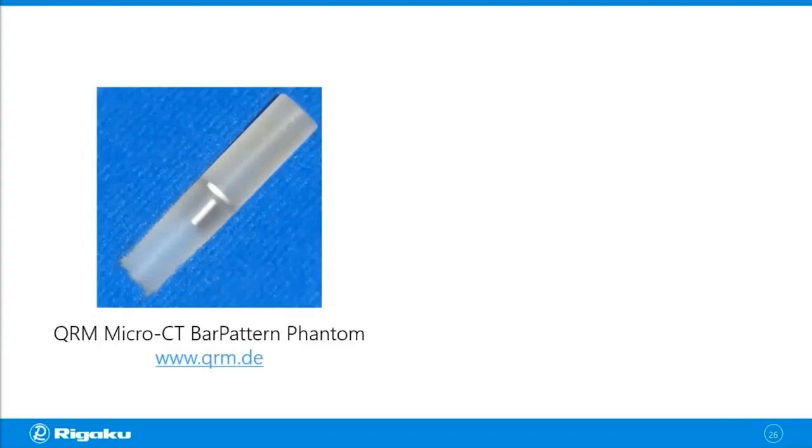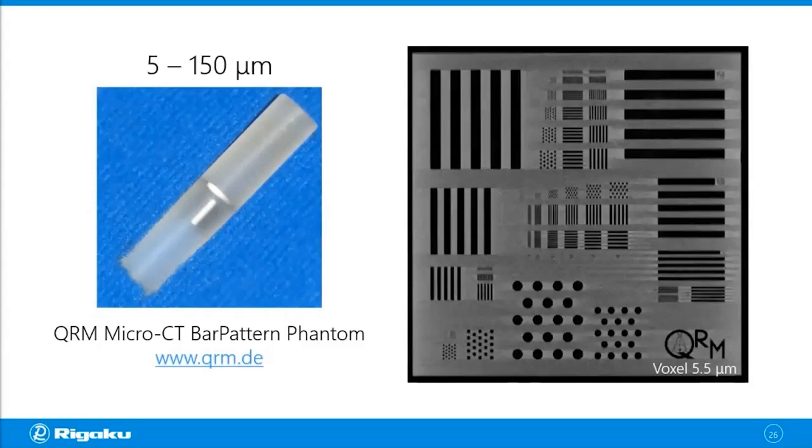And this piece has line pairs varying from 5 to 150 microns, laid out like this. And you can do a CT scan of this little piece and see how small of a line pair you can resolve. And the smallest line pair you can resolve is essentially your spatial resolution. That's the smallest feature you can resolve.